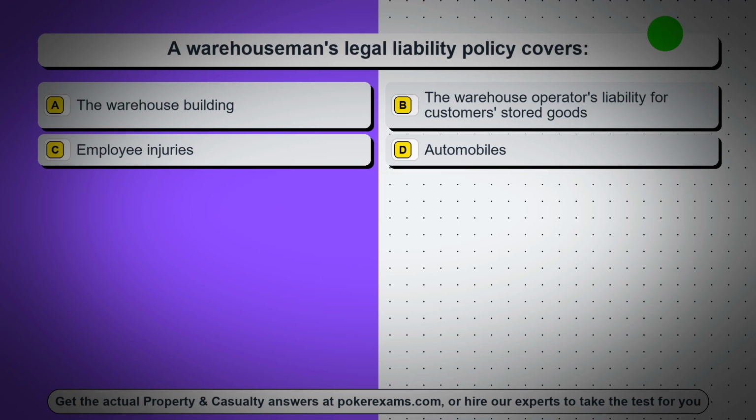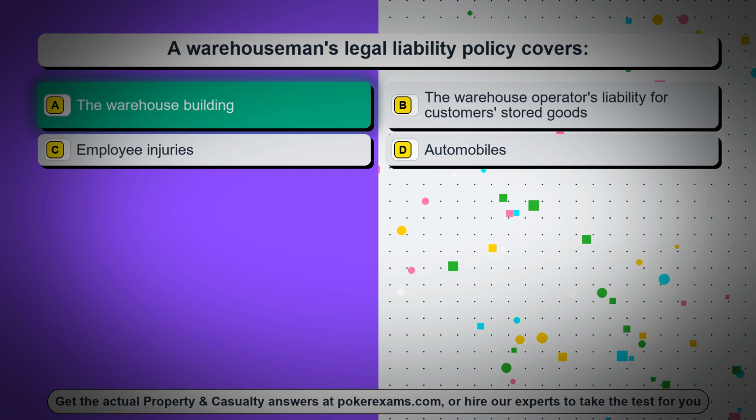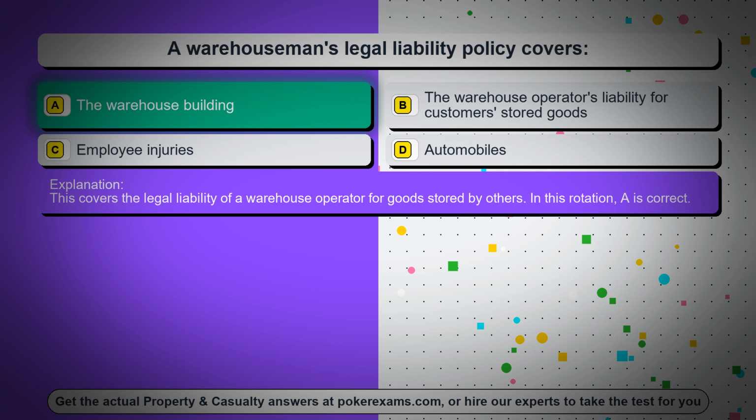Question 39. A warehouseman's legal liability policy covers. Option A, the warehouse building. Option B, the warehouse operator's liability for customers' stored goods. Option C, employee injuries. Option D, automobiles. The correct answer is option A, the warehouse building. This covers the legal liability of a warehouse operator for goods stored by others. In this rotation, A is correct.